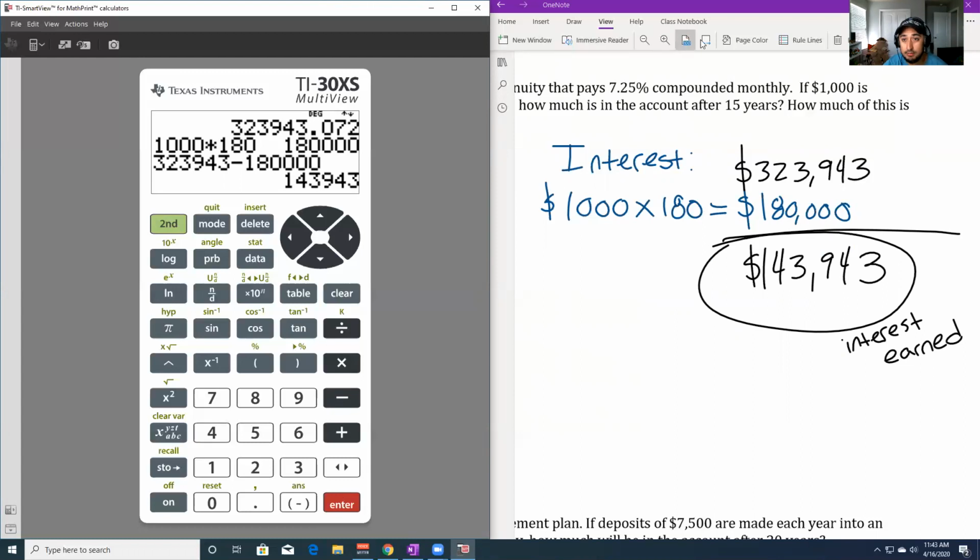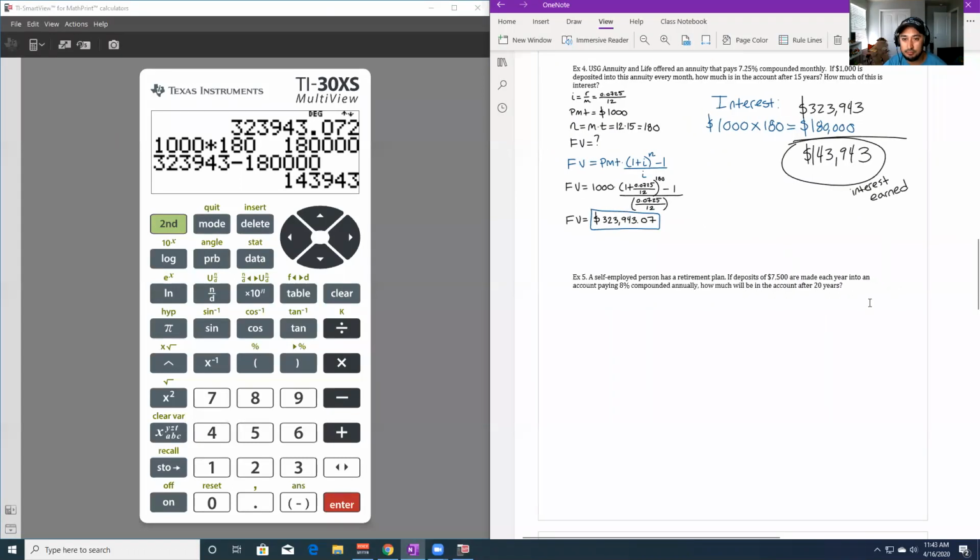Okay, awesome. There it is. That's how we set these problems up. Label all the pieces and figure out what formula you need to use. Okay.